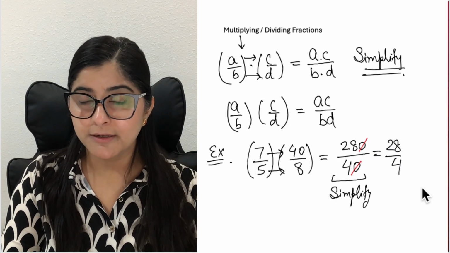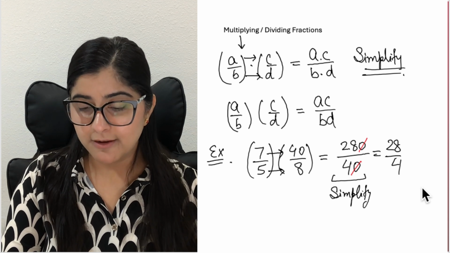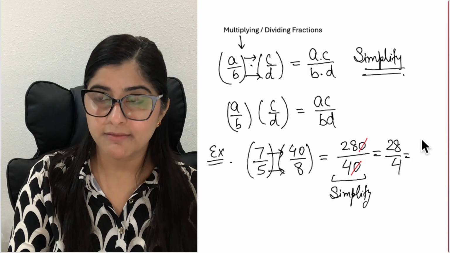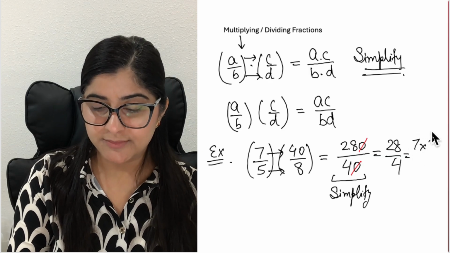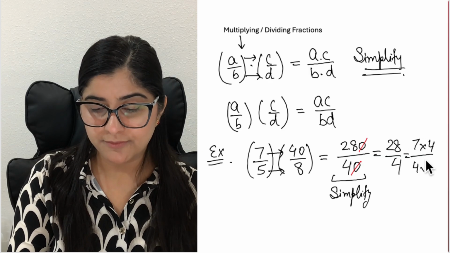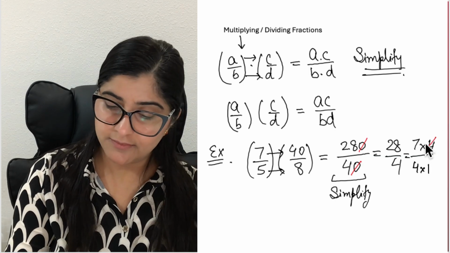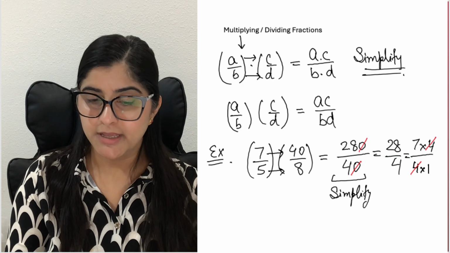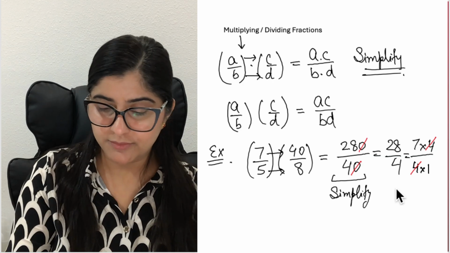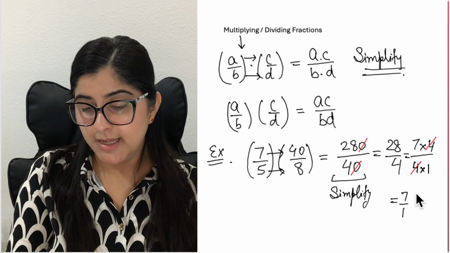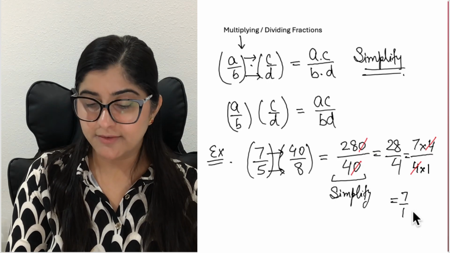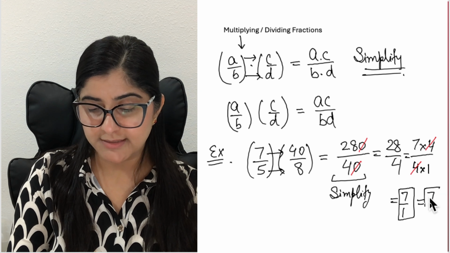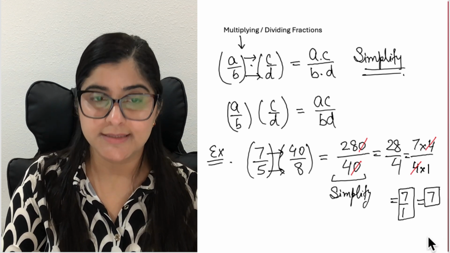Now, should we stop here? Just ask yourself, is there anything common between the numerator and denominator? Yes, 4 is common, so we can write 28 as 7 times 4, and 4 can be written as 4 times 1. You see that there is a common factor, 4, between both the numerator and denominator. We cancel them out and we are left with 7 over 1. Now there is nothing common between 7 and 1, so we stop here and this is our final answer, or you can say our final answer is 7 because 7 divided by 1 is 7.